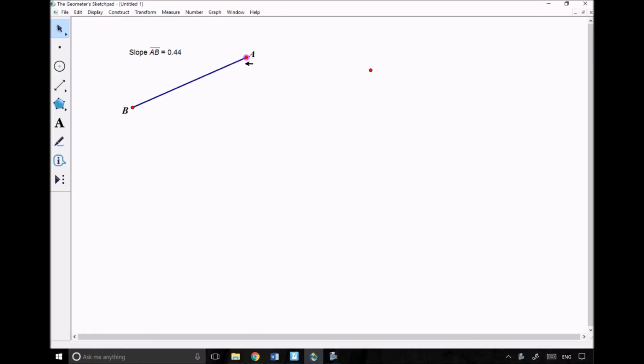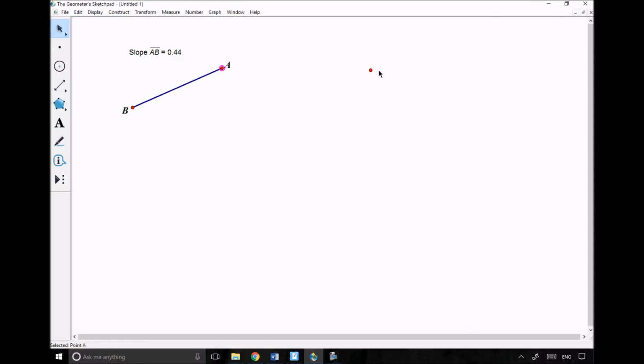And I'm going to adjust where A is. So if you notice, it doesn't really matter where I place A, my slope is constant, it's staying the same. So it doesn't matter how long my line segment is, or even if it's a line that goes on to infinity in both directions, the slope will always be the same.